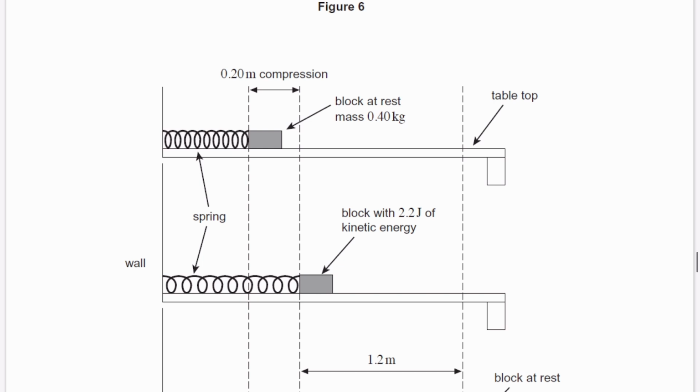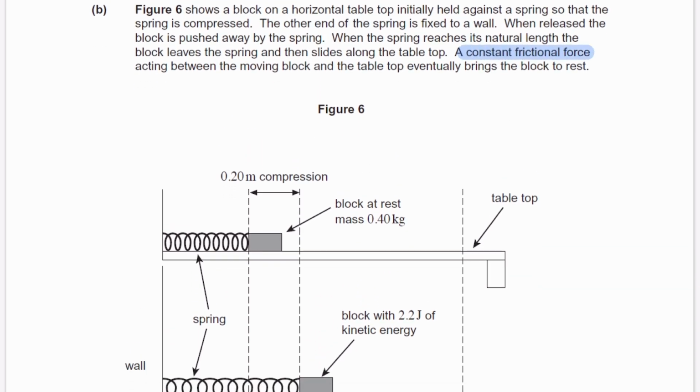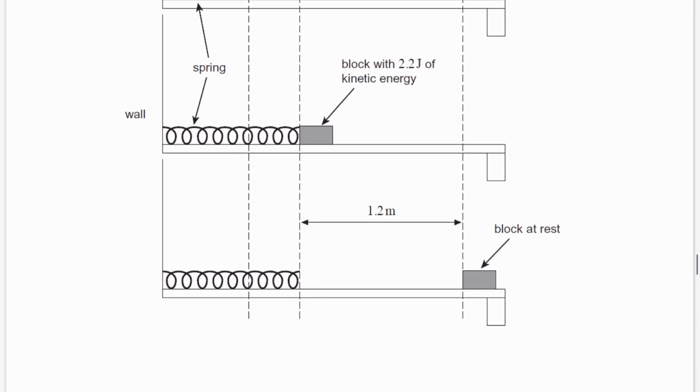So, when the spring has reached its natural length, so it's unstretched by that distance of 0.2, the block then has a kinetic energy of 2.2 joules. A constant frictional force acting between the moving block and the tabletop eventually brings the block to rest. So it moves a distance of 1.2 meters, the frictional force slows it down, it eventually comes to rest.